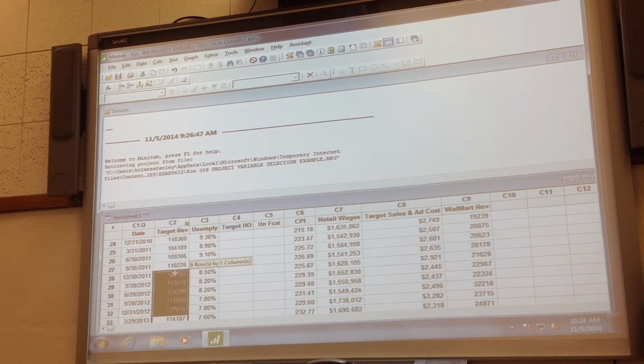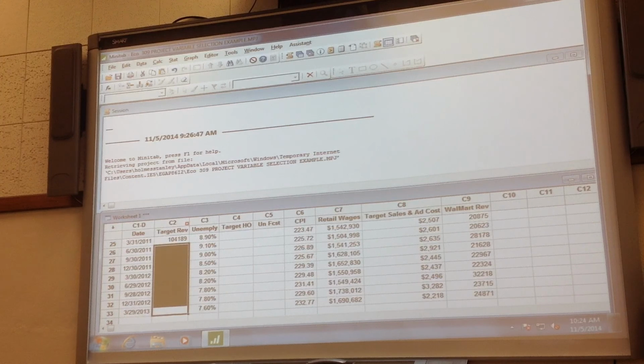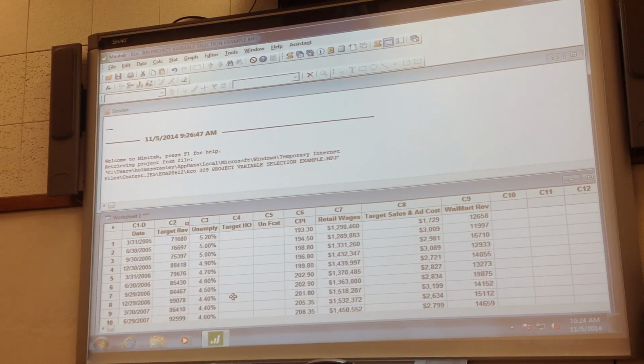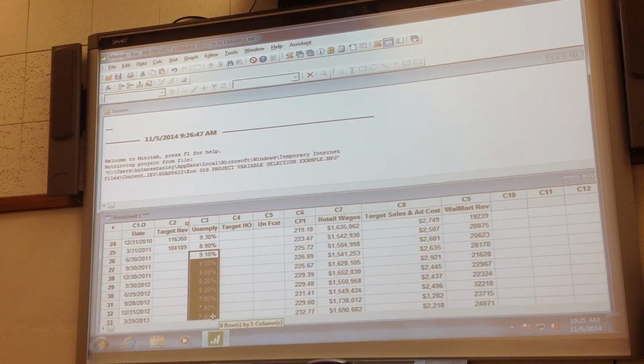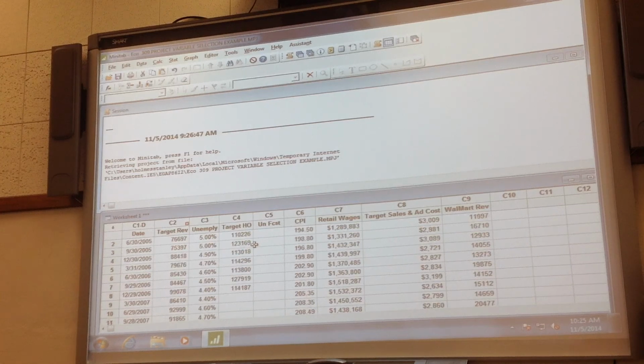How many do I have there? 1, 2, 3, 4, 5, 6, 7, 8. Control X. Put those babies up here for the target holdout. Control V. There you got 8 of them, yep. And then go down and grab the unemployment, and we're going to call this a forecast for unemployment. Control X. And we're going to put it over here in the unemployment forecast column. Control V.